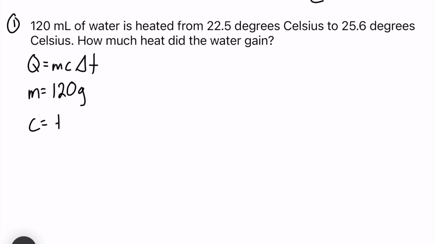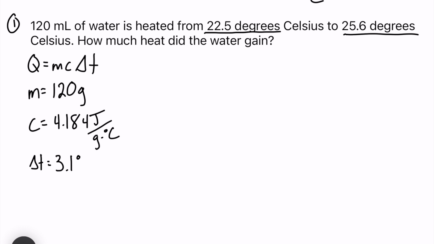So let's take a look and input that. So we have 4.184 joules per gram per degree Celsius. And finally, we can also figure out the change in T, because we have an initial temperature of 22.5 degrees Celsius and a final temperature of 25.6. It looks like our change in temperature is going to be 3.1 degrees Celsius.